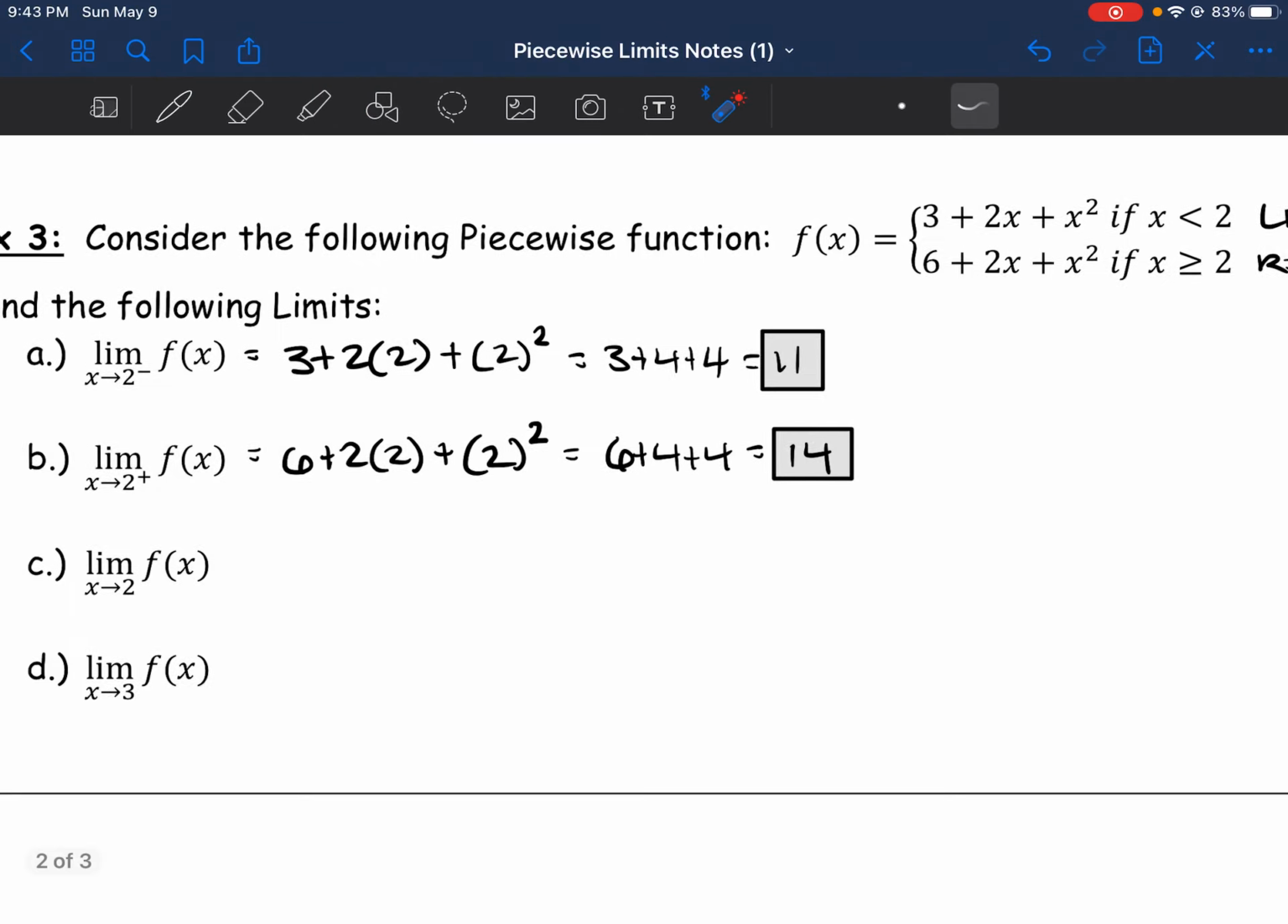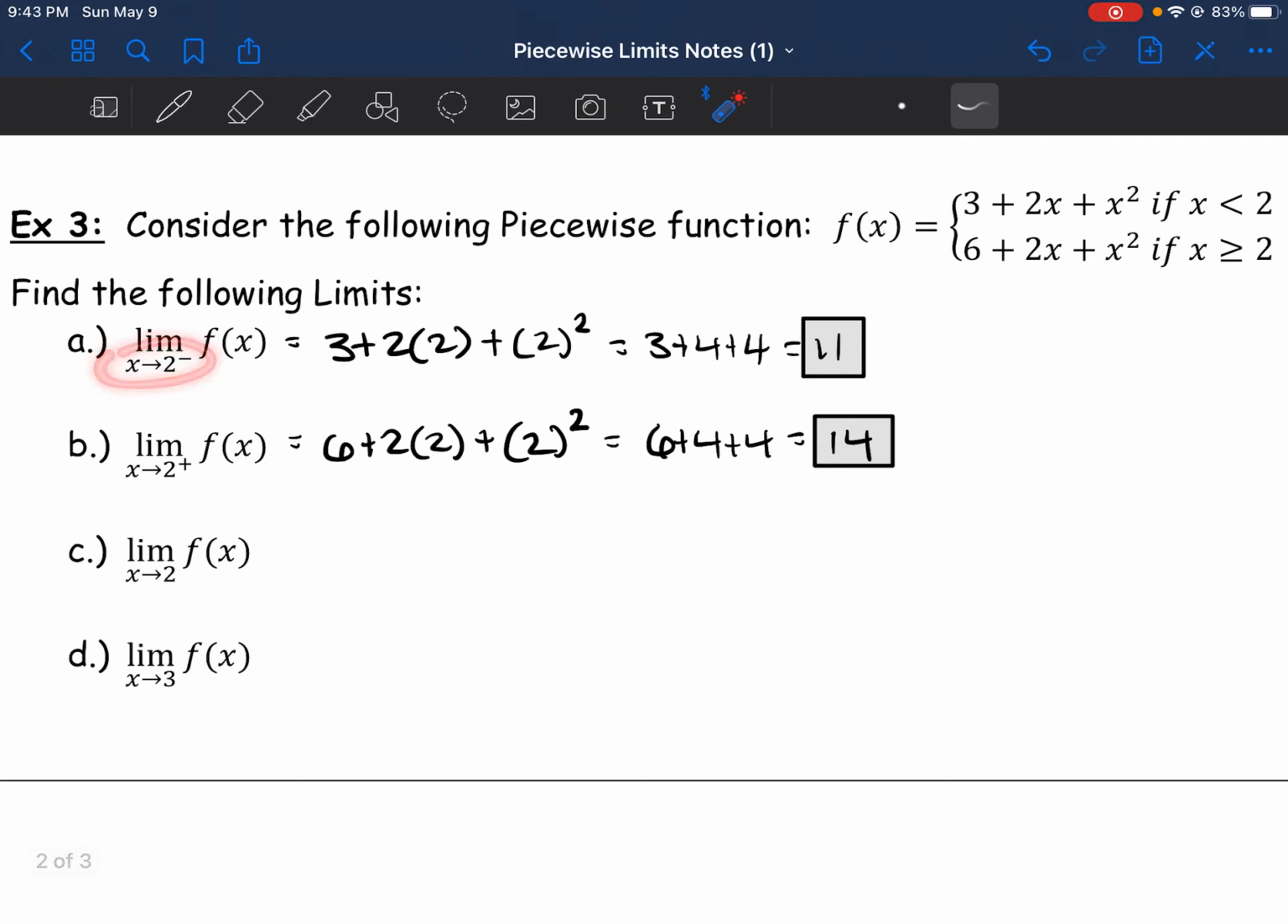So now let's think about this. As x approaches 2 from the left, the limit was 11. As x approaches 2 from the right, the limit is 14. And this is for 2, right? 2 from the left, 2 from the right. So this means that the left-sided limit and the right-sided limit are not equal to each other. And if the left-sided limit and the right-sided limit are not equal to each other, then the limit, as x approaches 2, of this function does not exist. Okay, again, left and right side limits don't match each other.